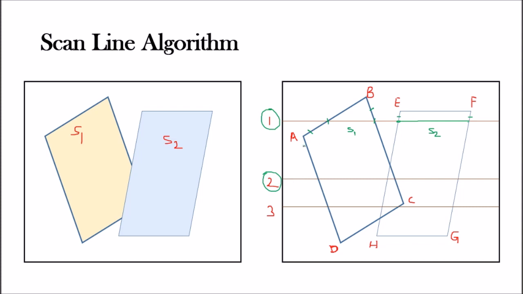This scanline 2 will have AD as one edge, then BC as one edge, then EH as one edge and FG as one edge. So between AD and EH, the S1 flag is on. So whatever the intensity of S1, it will be transferred to the refresh buffer.